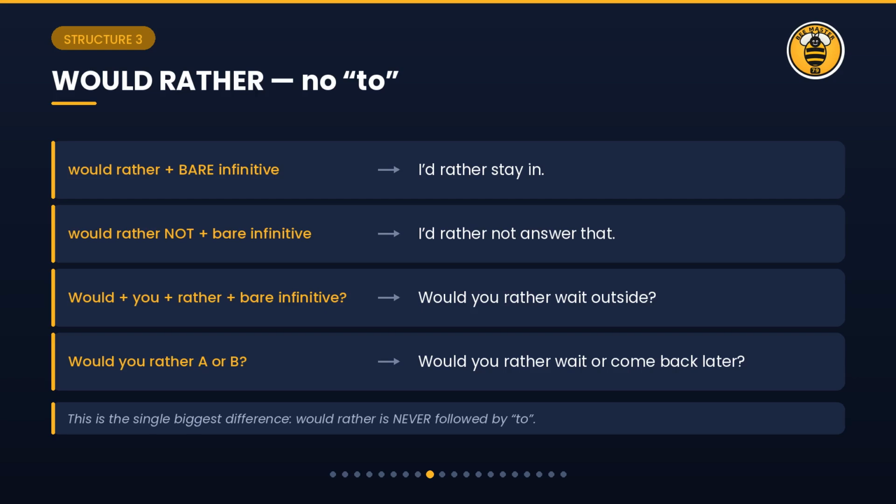For questions, move would to the front. Would you rather wait outside? Would you rather wait or come back later? If you remember only one thing from this lesson, remember this. Would rather is never followed by to.